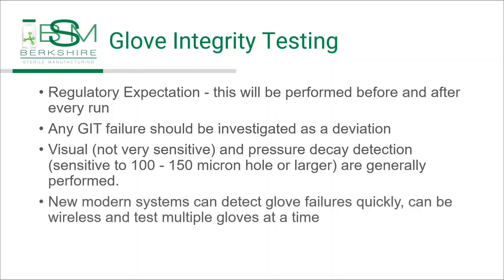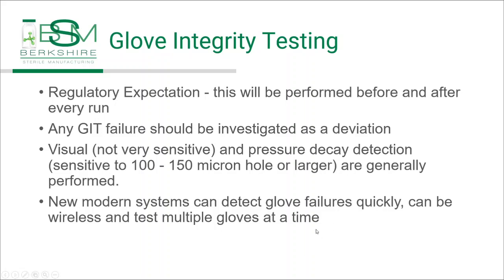New modern systems can detect glove failures quickly, can be wireless, and can test multiple gloves at a time. We had an isolator, or have an isolator here, that the isolator company supplied an integrity test system with. It could run 2 gloves at once. We had 18 gloves in the system. It would take us a minimum of 20 minutes per glove. So it would take us up to 6 hours to complete all of the glove testing on that system.